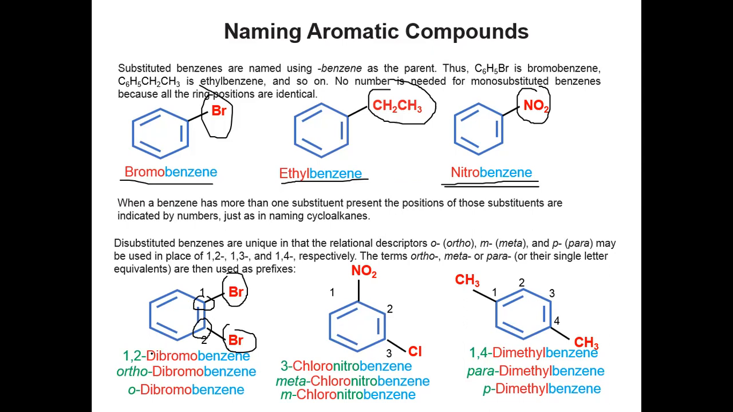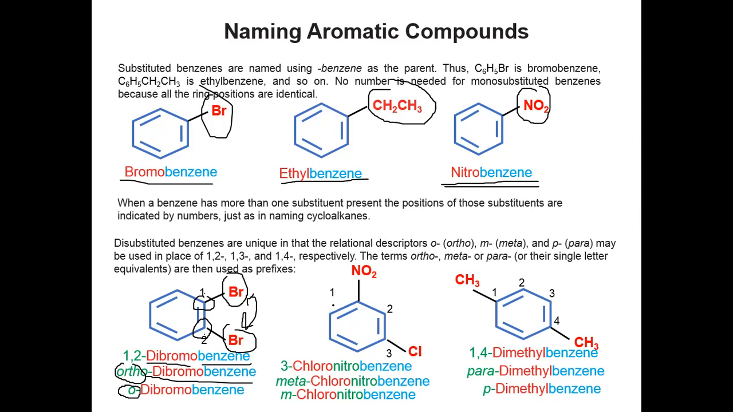We can also write this one as ortho-dibromobenzene, because the positions they occupy in this aromatic ring are ortho positions. So 1,2 is the ortho position. Also, we can write it like o-dibromobenzene.